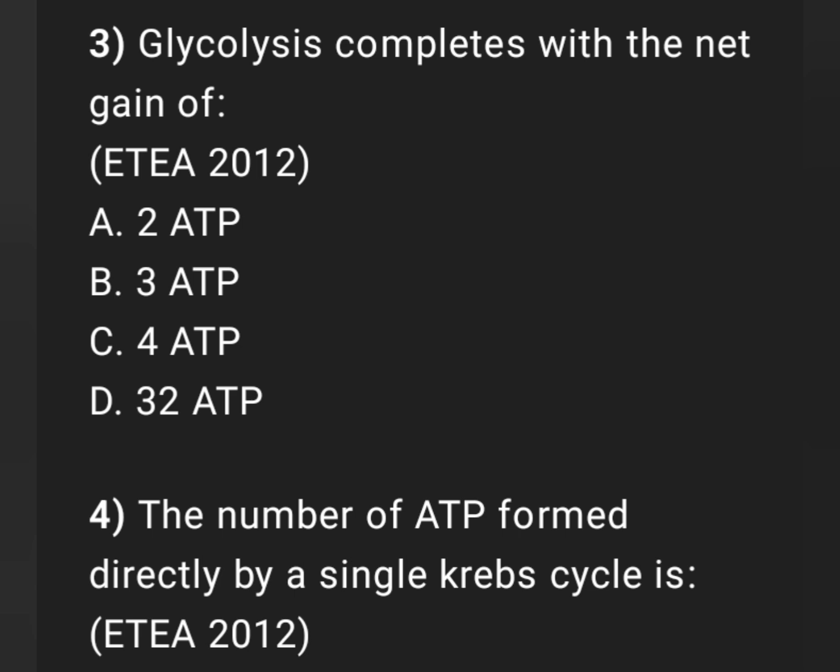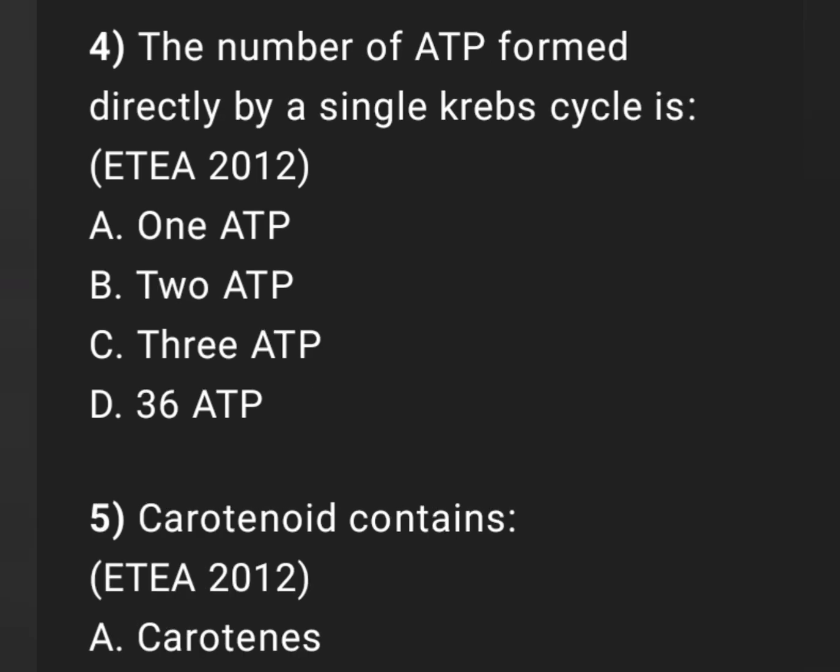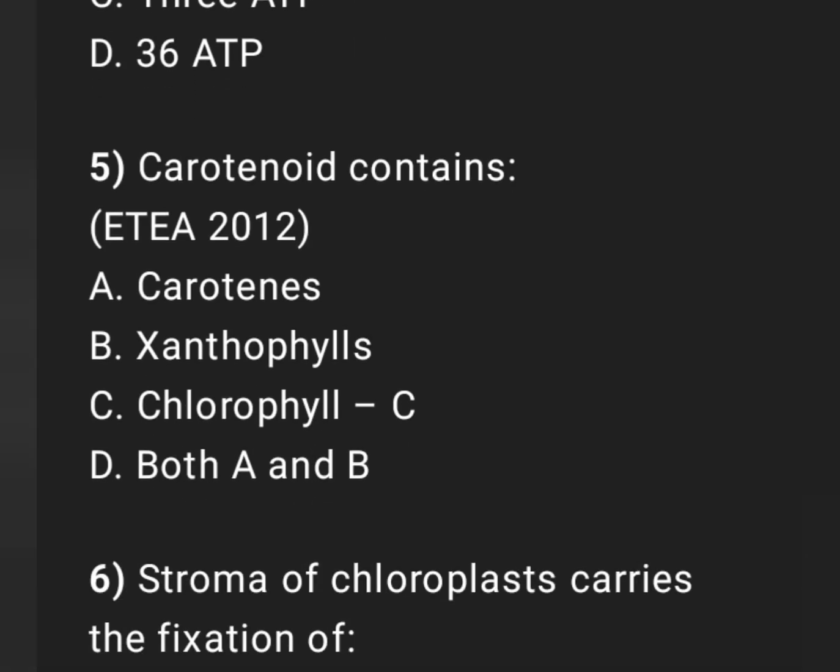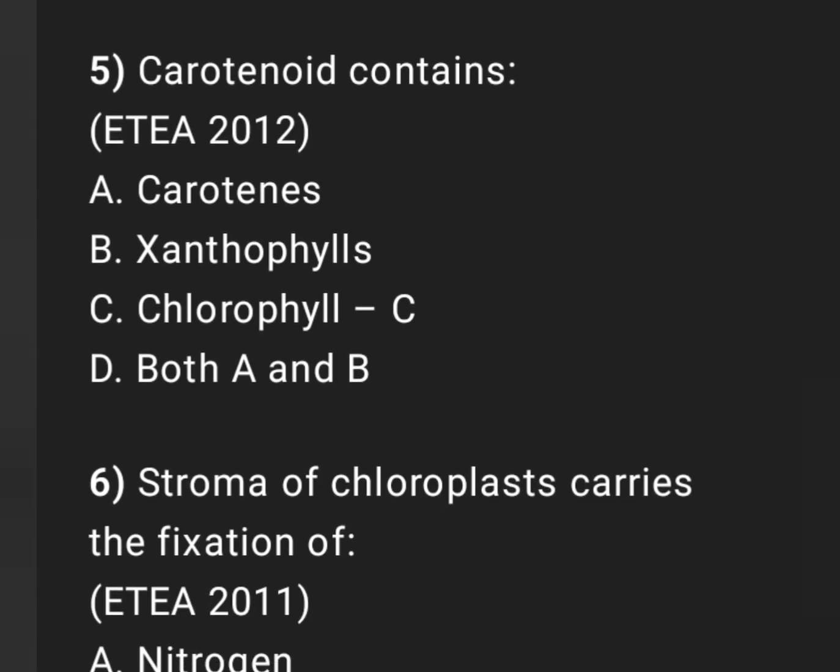4. The number of ATP formed directly by a single Krebs cycle is ETEA 2012. A. 1 ATP. B. 2 ATP. C. 3 ATP. D. 36 ATP. 5. Carotenoid contains ETEA 2012. A. Carotenes. B. Xanthophylls. C. Chlorophyll. D. Both A and B.